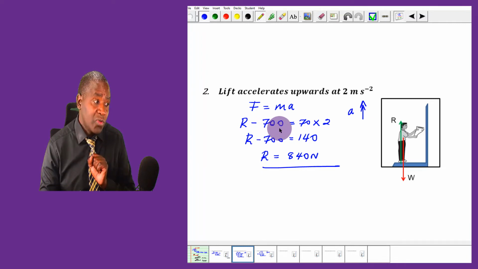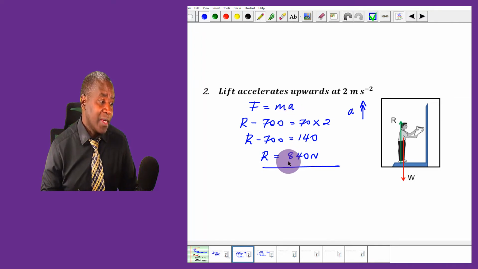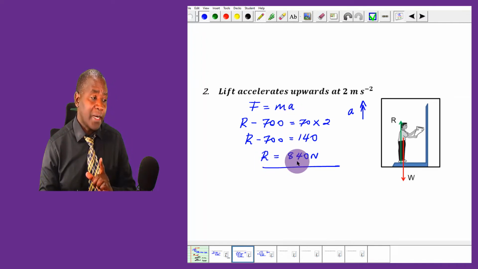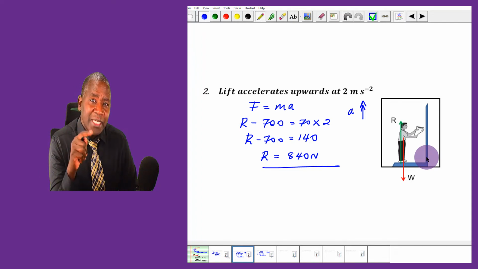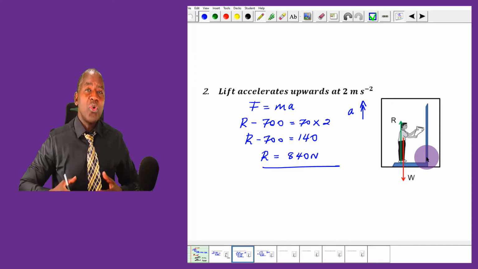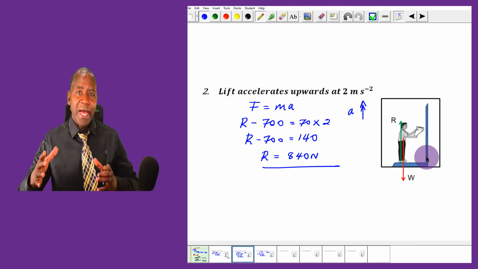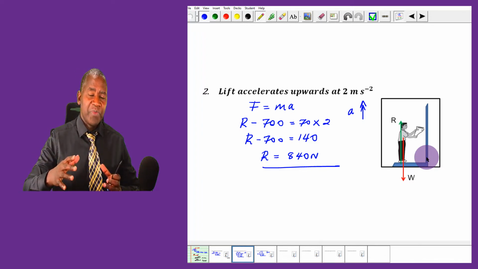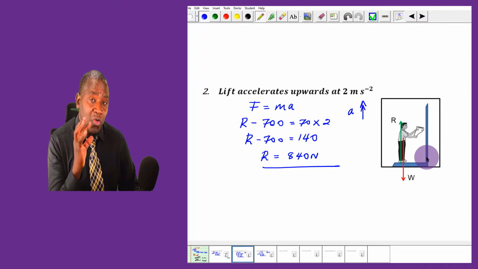210 will make the value of R 910. So you see that the higher the upward acceleration, the greater will be the value of R, and the greater will be the reading on the balance. That is the reason why, when the lift is accelerating upwards, you always have this feeling that the ground is sort of pushing you upwards, and you feel a little bit unstable, especially if you're not used to using the lift.